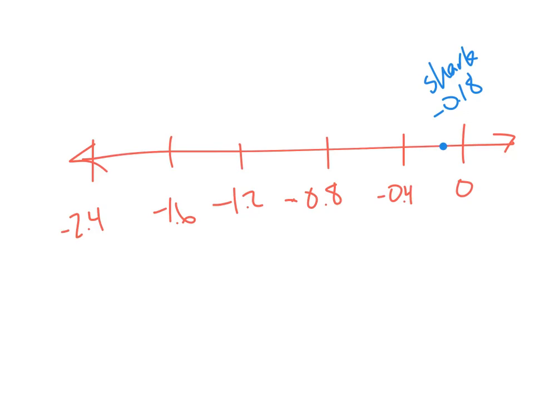All right, what's the next biggest one? So the whale's at negative 0.8. So this is negative 0.8, whale. Okay, what's our next one? Anglerfish. He's at negative 1.3, so somewhere right in here. Negative 1.3, angler.